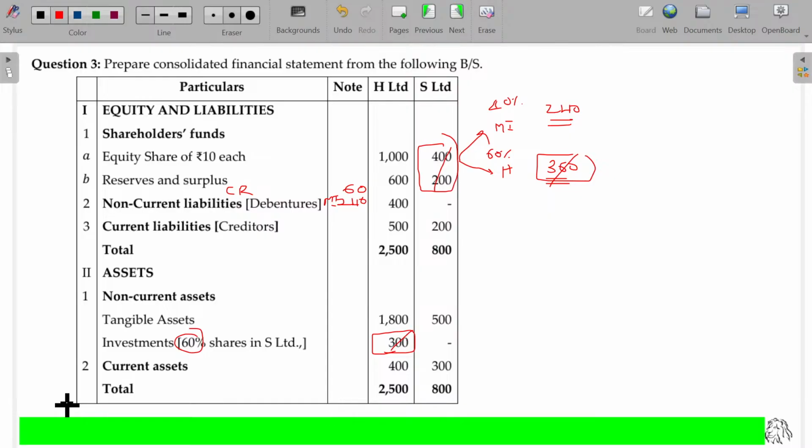Is that okay? Equity share capital being 1000, reserves and surplus being 600, capital reserve 60, the shares held by outsiders, their net worth is 240, current liabilities being 700, and tangible assets 2300, and this may be 700. Hope now it will be tallying, 3000. Is it tallying or not? So simple.